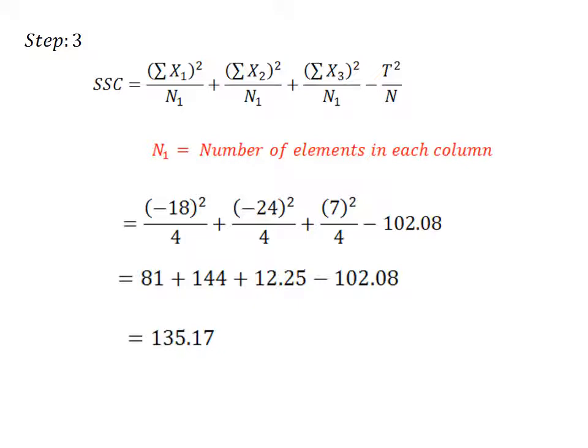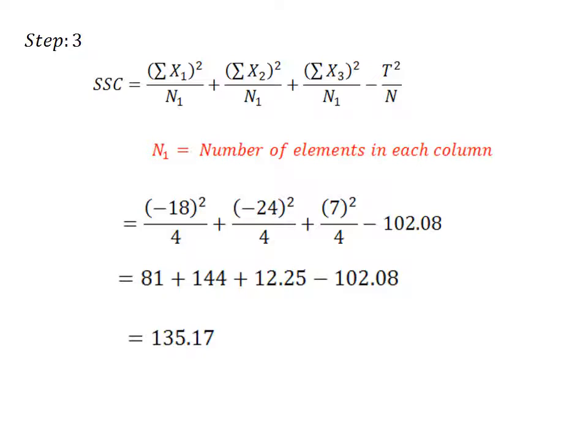Plus summation of x2 square by n1 plus summation of x3 square by n1 minus T square by n, where n1 is the number of elements in each column, right? So replace the respective values here and simplify. Through the table you can pick the values.